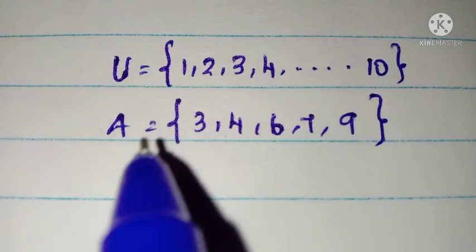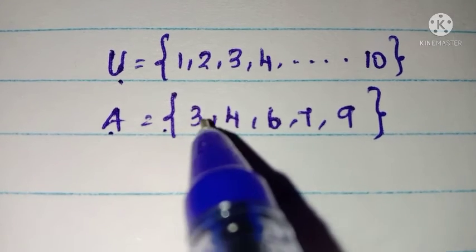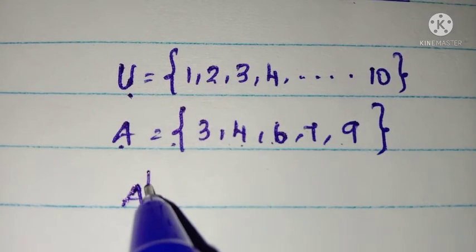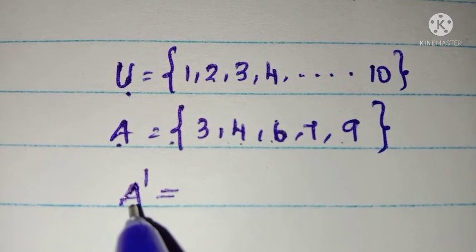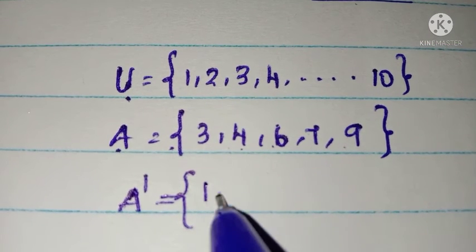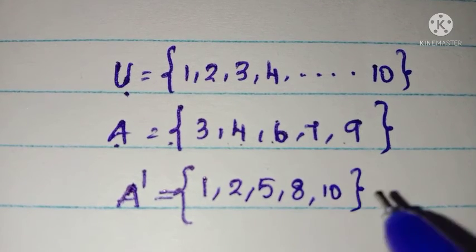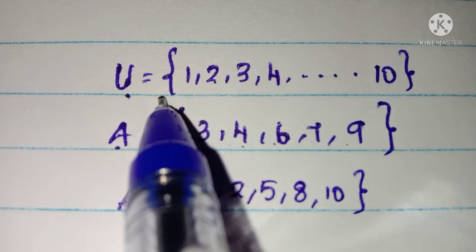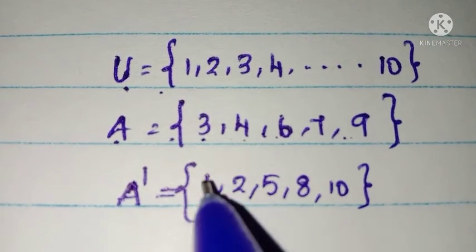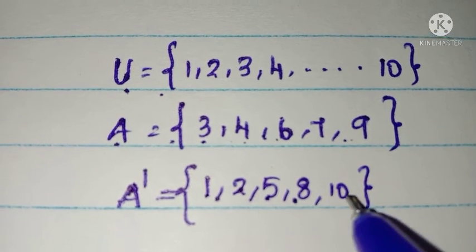Let's see this example. We have a universal set and a given set A equal to {3, 4, 6, 7, 9}. Now listen children, what is the complement of this set, A complement? A complement is 1, 2, 5, 8, 10, isn't it? Because from the set U, we are excluding these 5 elements. Then the remaining elements are 1, 2, 5, 8, 10.